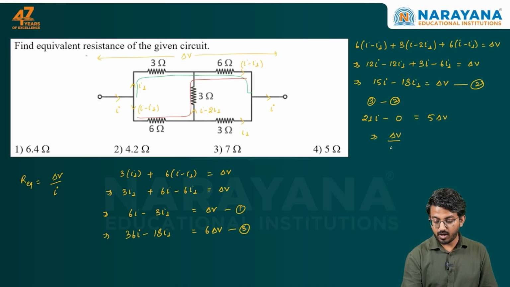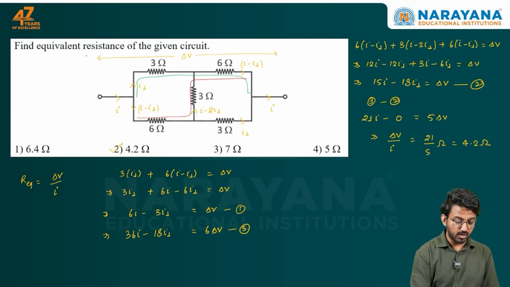delta V over I is equal to 21 over 5 ohm, which is our equivalent resistor, which is going to be 4.2 ohm here, which is the second option here.